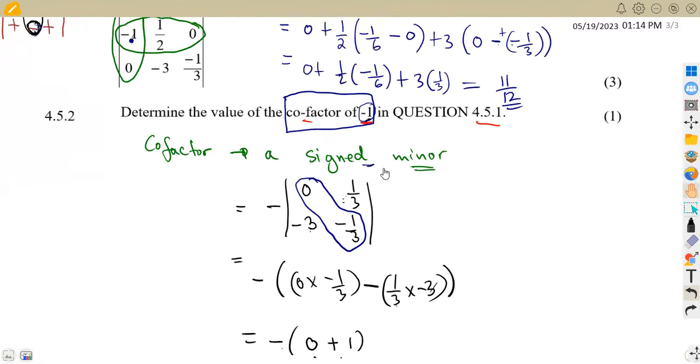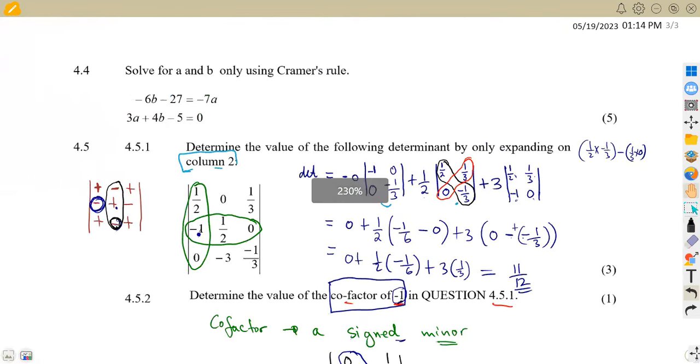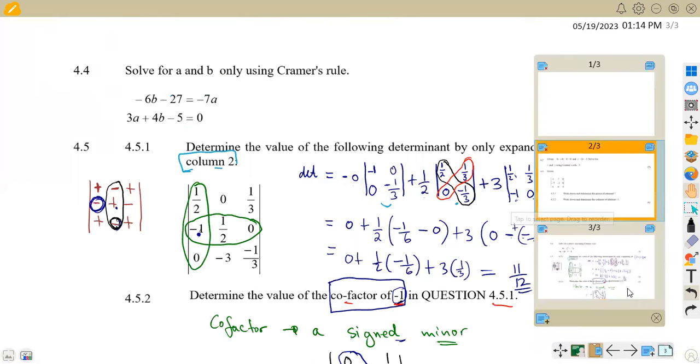I'm also having another part of the question. Oh, what happened? Maybe I started from the other question that I wasn't supposed to start with. Okay, let's check what we got here. All right, let's check what we got on the other part of the question. All right, here we are.